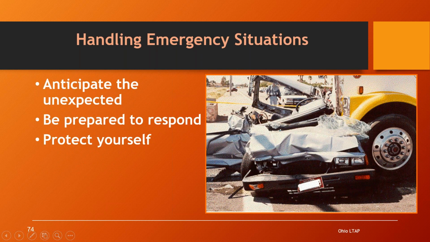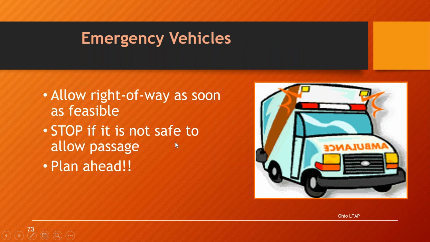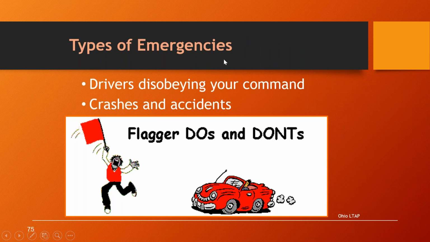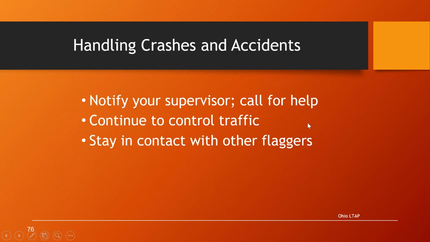In emergency situations, we have to anticipate the unexpected, be prepared to respond, and also protect yourself. The type of emergency we're talking about is where drivers disobey your commands and keep going through the work zone when it's not their turn and you've got traffic coming the other way, or there might be a crash or accident. In those situations, you need to notify your supervisor and call for help. But we still need you to control traffic at the same time and stay in contact with other flaggers.